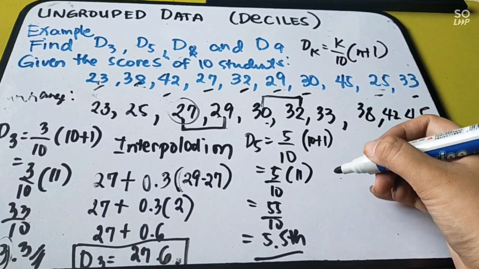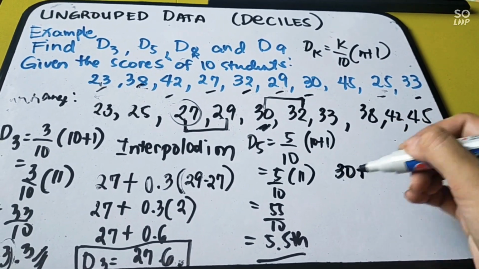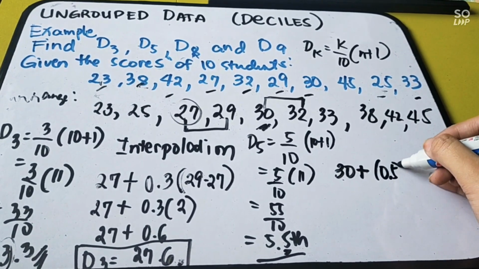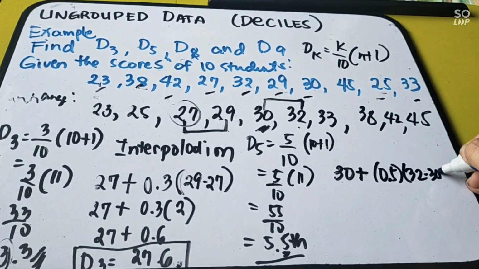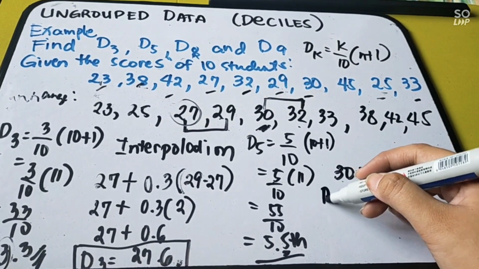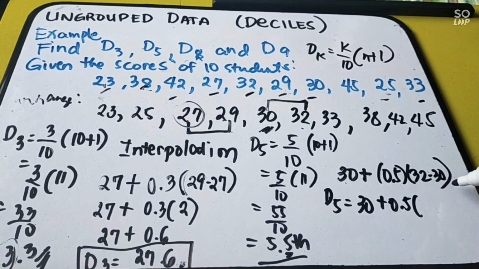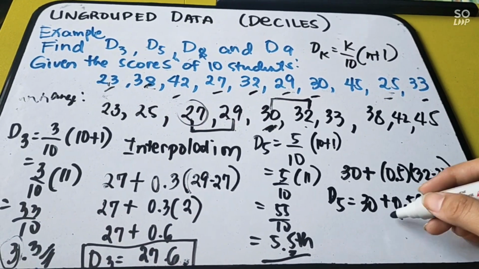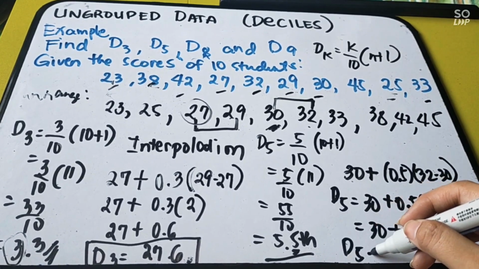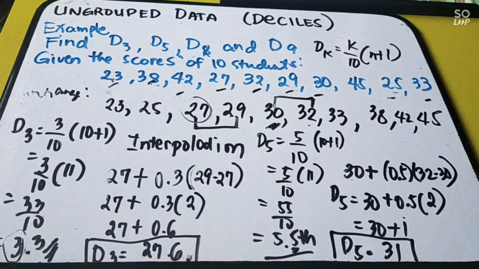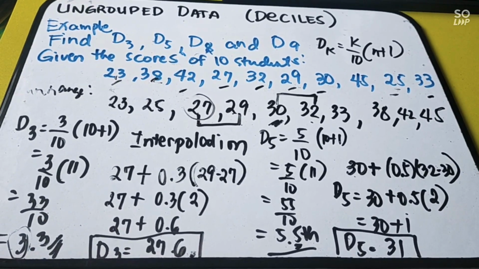So, interpolation ulit tayo. So, yung pang-fifth natin, we have here 30. Plus, yung natirang decimal mo, which is 0.5. Multiply mo siya ngayon dun sa 32 minus 30. So, we have the decile 5, it is equals to 30 plus 0.5 times 32 minus 30, that is 2. Then, just multiply it. 2 times 0.5, that is 1. So, we have 30 plus 1. Your fifth decile, we have 31. Okay? So, ganun kumuha siya ng decile sa ungrouped data. Now, let us have the eighth decile and ninth decile.